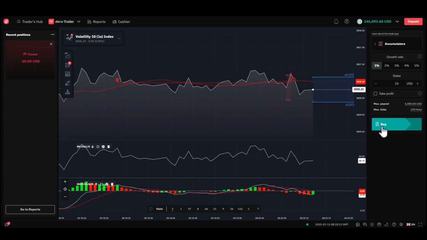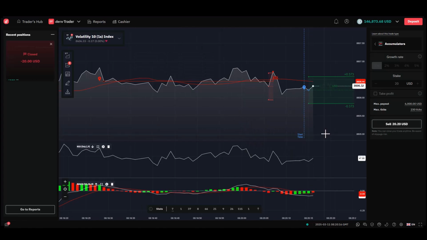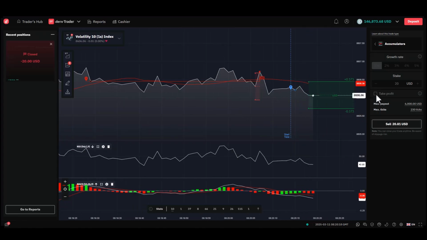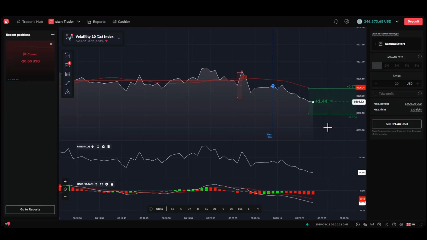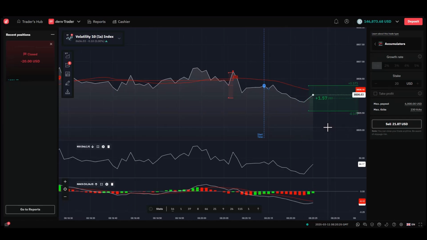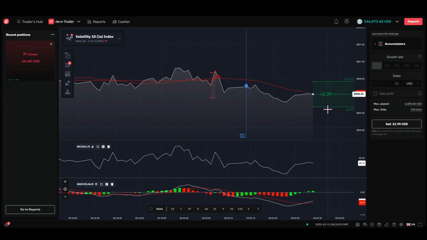It hit the barrier, and I lost my $20 plus the accumulated profit. But again, what we can do is take profit here, so we can actually automate it and say, right, if we make $5, take the profit automatically, so we don't have to do it manually. But for this example, I'm just doing manual trading.